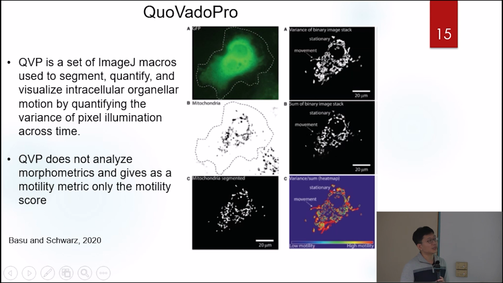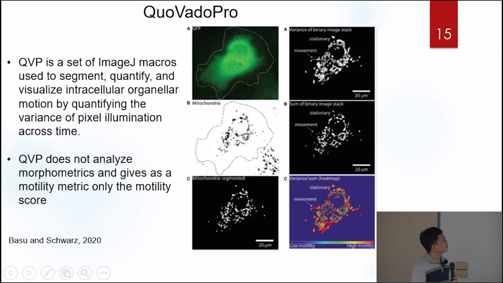So from this, you can only know, okay, in this kind of cells, mitochondria move probably faster. But you cannot know how about this individual mitochondria. You don't know. They only show you the heat map, and you can know that probably in this kind of cell, mitochondria move fast. That's it. And they don't give you the morphology parameter. They only show you the heat map.